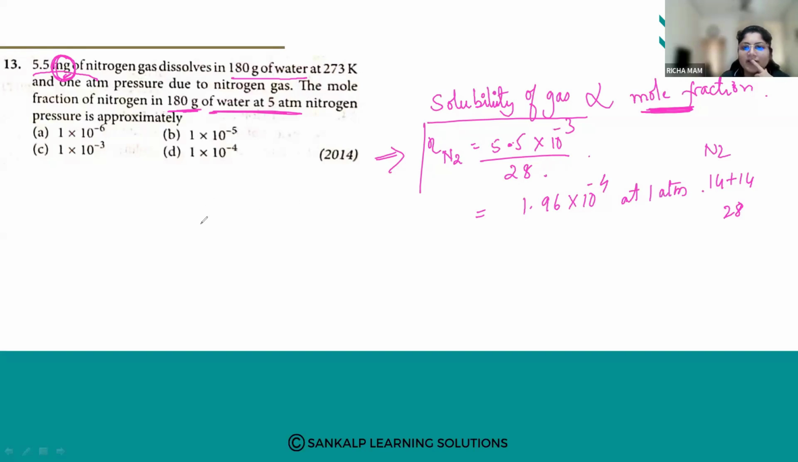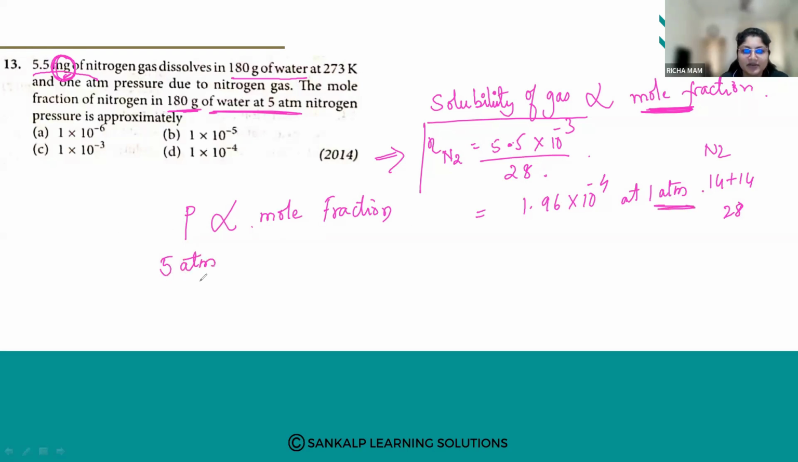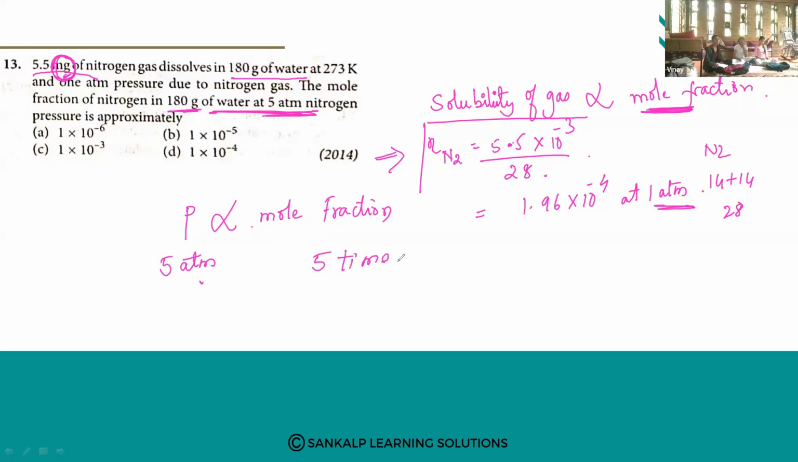So now we know that pressure is also directly proportional to mole fraction. So first we have found out, 5.5 milligrams of nitrogen gas is dissolving in 180 grams of water at 1 atmospheric pressure due to nitrogen gas. The mole fraction of nitrogen in 180 grams of water at 5 atm nitrogen pressure is approximately. So now pressure is also directly proportional to mole fraction. If you increase the pressure by 5 times from 1 atmospheric pressure, the mole fraction also will increase by 5 times, right?